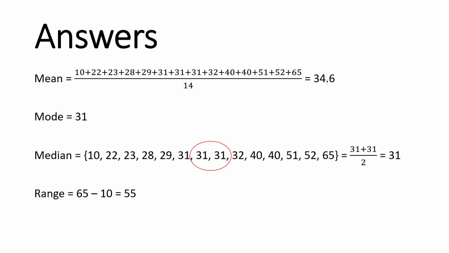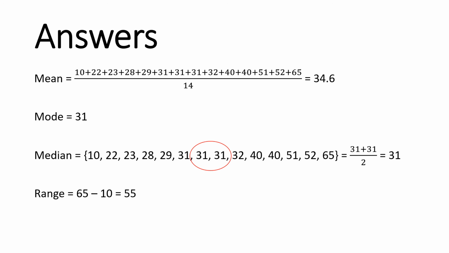Here are the answers from the stem and leaf plot. The mean will equal 10 plus 22 plus 23 plus 28 plus 29 plus 31 plus 31 plus 31 plus 32 plus 40 plus 40 plus 51 plus 52 plus 65 divided by 14 equals 34.6. The mean equals 34.6. Looking at the data, we can see that 31 occurs the most, so the mode equals 31.